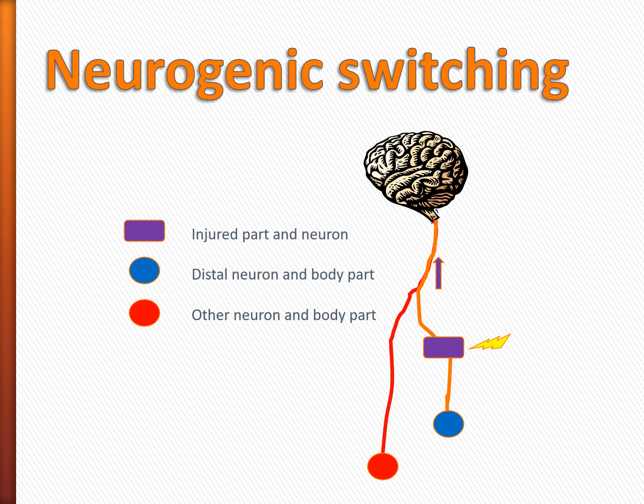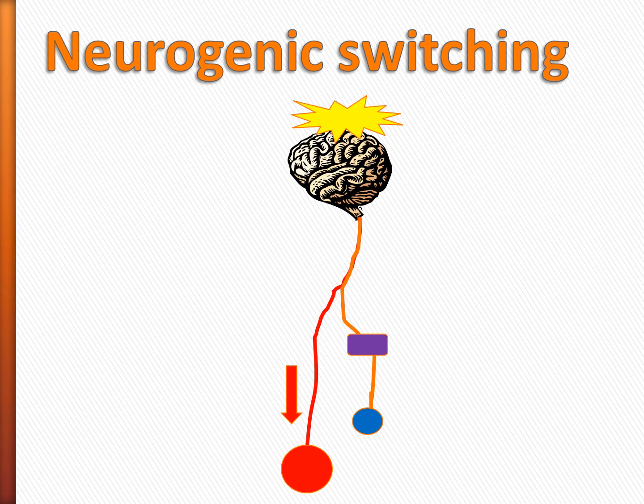Neurogenic switching. Again, if a part of the structure is injured or stimulated, the signal is sent to the brain. However, by neurogenic switching, the response is transferred through the nervous system to another part of the body and it gets inflamed.